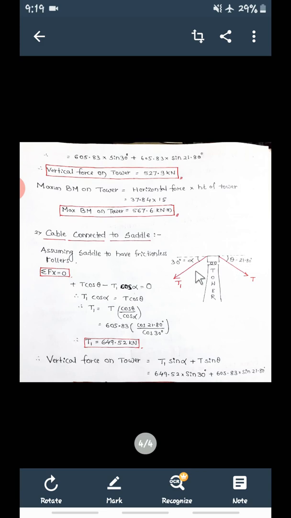Because there is no horizontal force, and if you resolve these two vertically, they pass through the tower only, so there is no bending moment. So for the second condition, when the cable is connected to the saddle, there is only a vertical force on the tower, the horizontal force is 0 and the bending moment is 0. This is the problem we have solved.